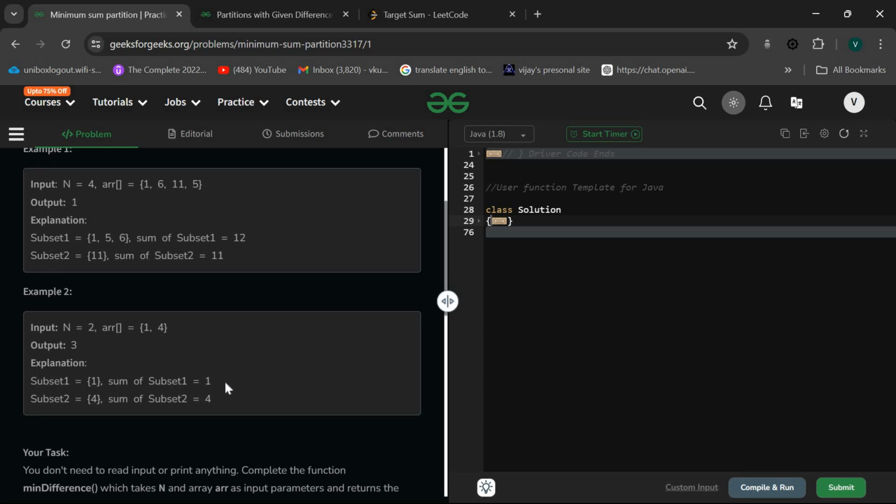Okay, and the second example is n equal to 2 and the array is 1, 4, output is 3. Okay, so we have only two options.